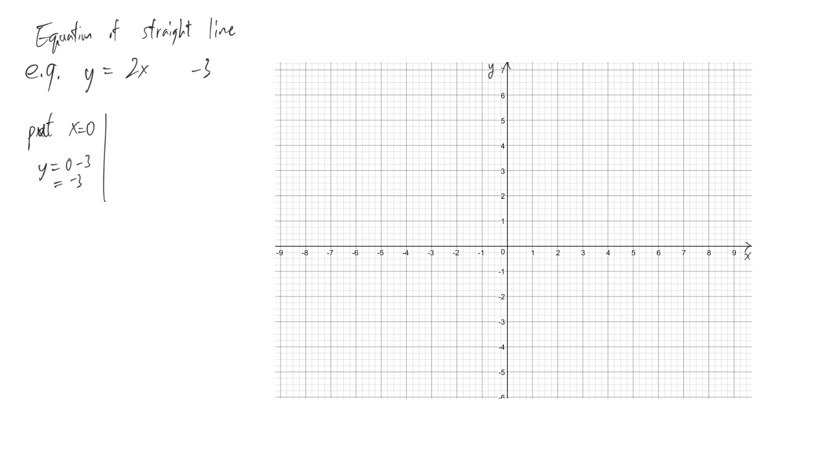For a similar reason, we consider other cases. If we put x equal to 1, then y will equal 2 minus 3. So this will become negative 1. If we put x equal to 2, then we get an extra 2 again. 2 times 2, and then minus 3, we get 1.